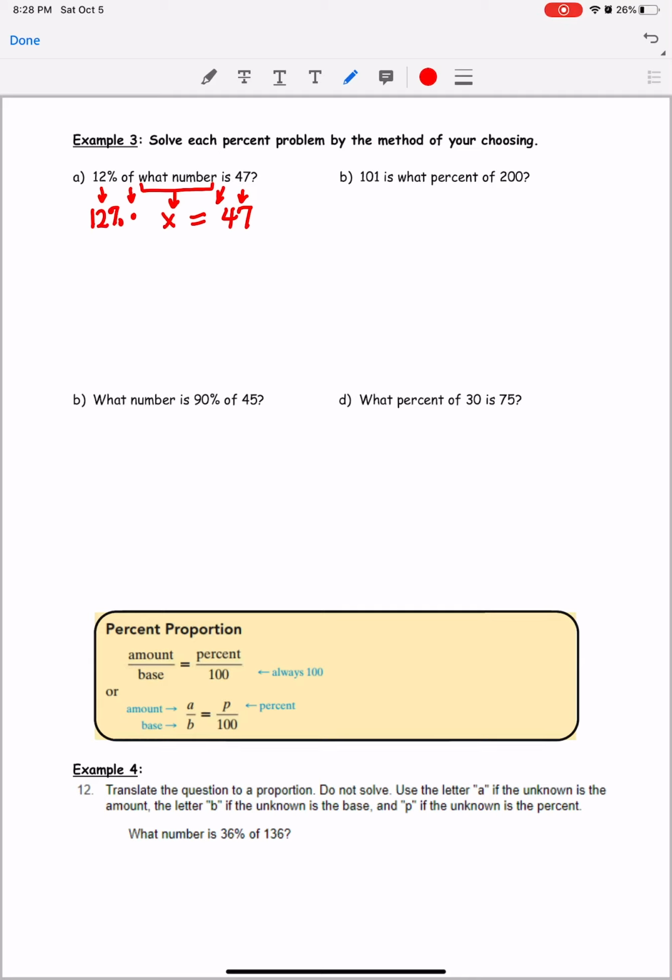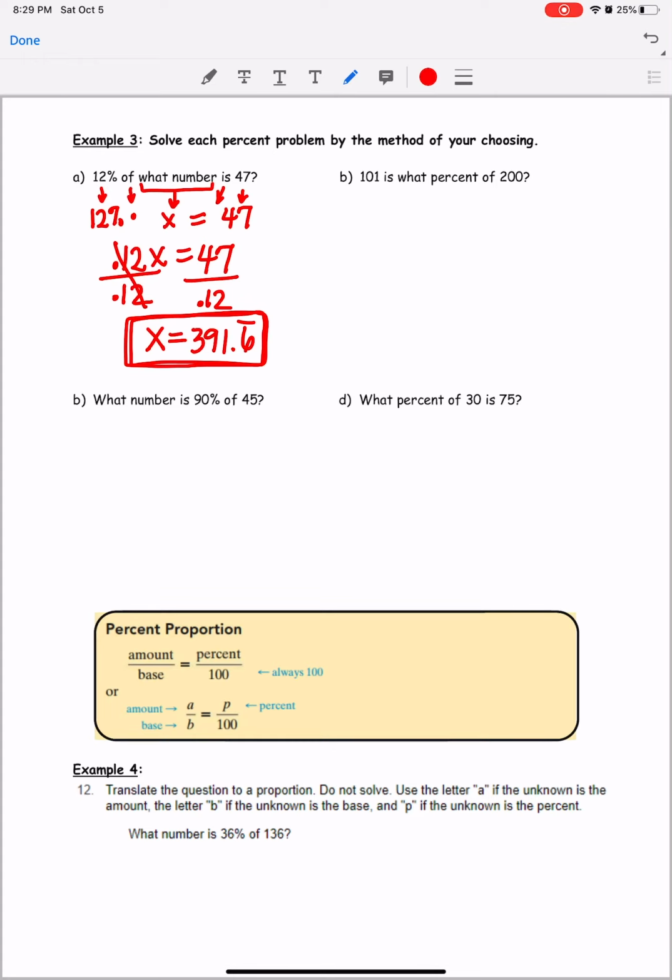12% means we're either doing 12 divided by 100 to get 0.12, or you're taking that 12 and moving it over 1, 2 to the left. So that means I have 0.12x equals 47. So divide both sides by 0.12. So 47 divided by 0.12, and we get a decimal. We're going to get 391 point, that 6 is going to keep repeating, so I'll just go ahead and put a bar over the 6. All right, so that's your equation.